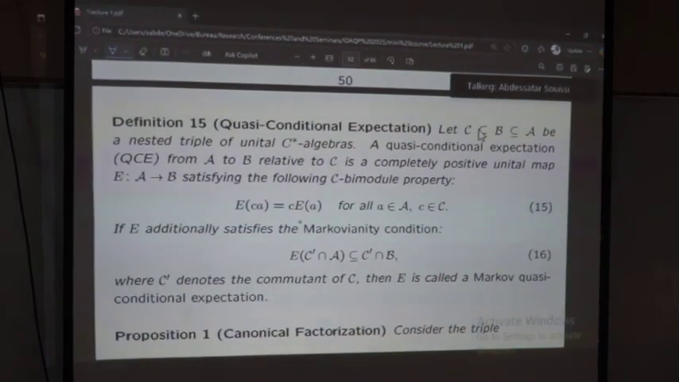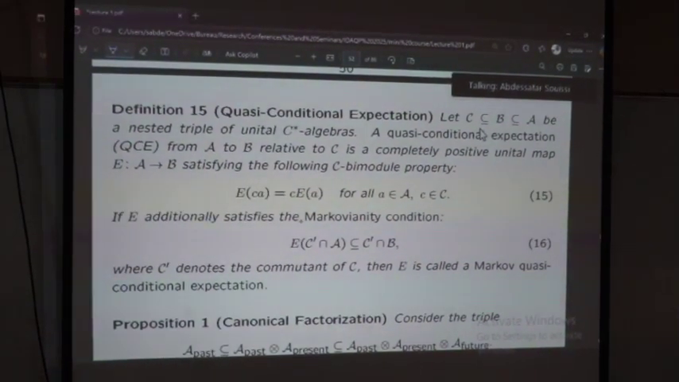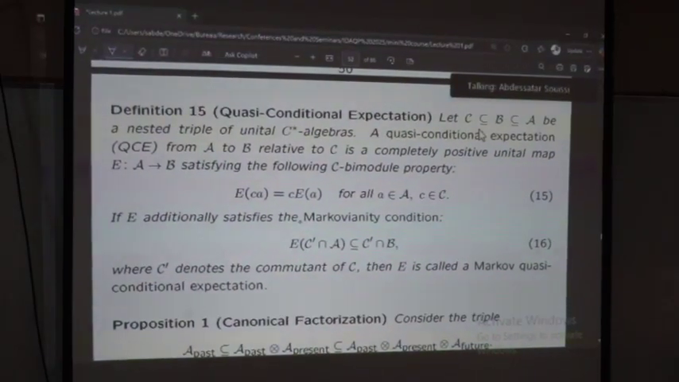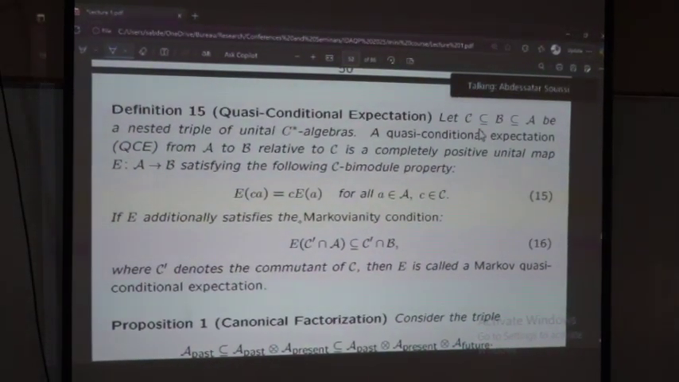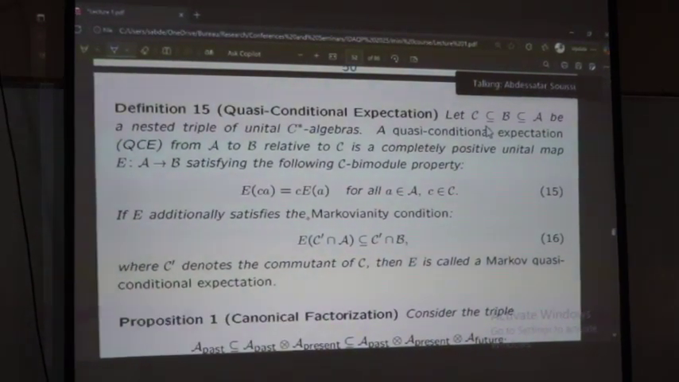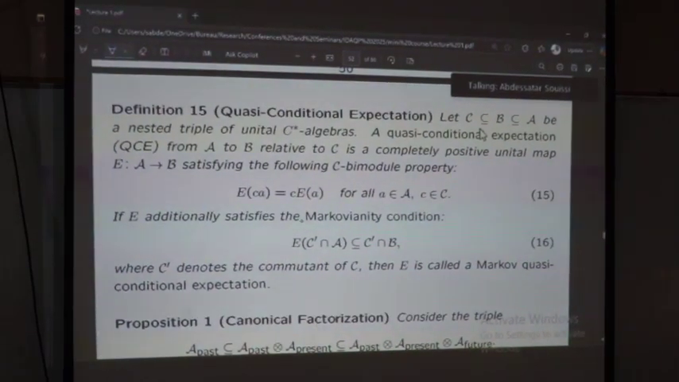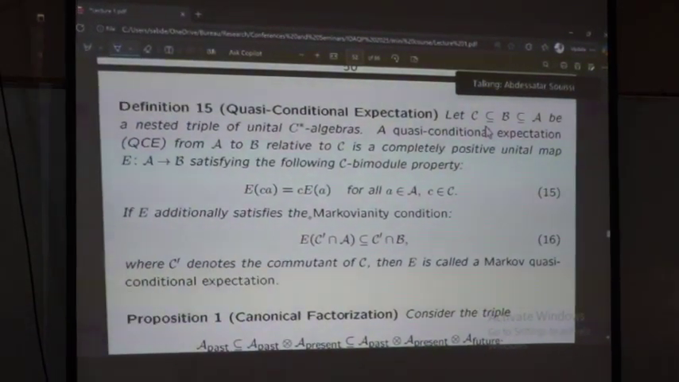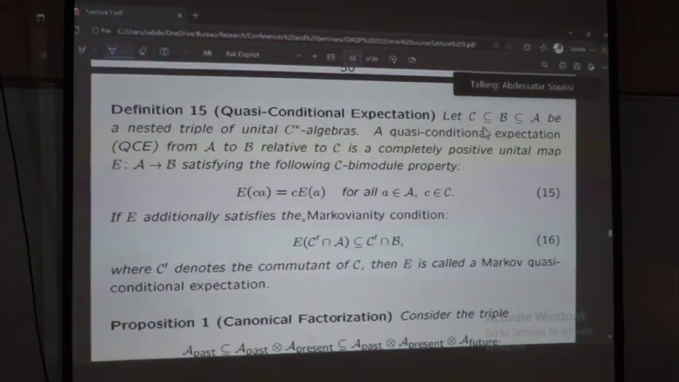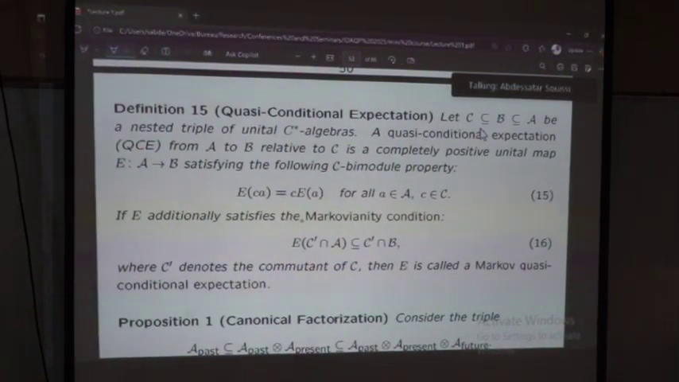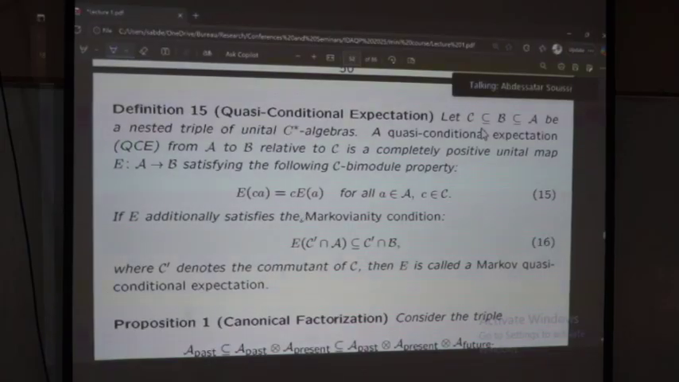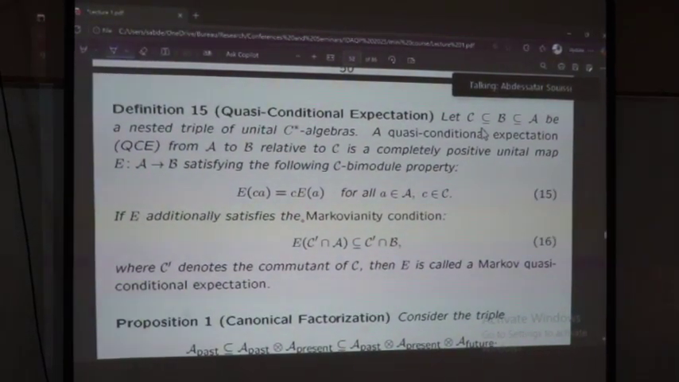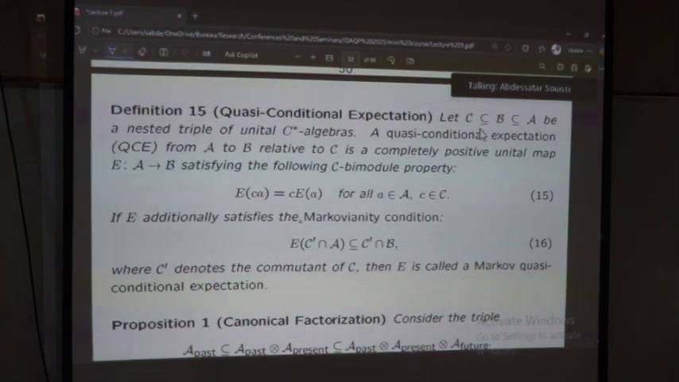Now, I will reach the definition of quasi-conditional expectation. Given the triple here, there is an additional ingredient. We define quasi-conditional expectation related to a triple C contained in B contained in A of star algebras. Given the triple of star algebras, a quasi-conditional expectation from A to B related to C is a completely positive map E from A to B, satisfying this condition.